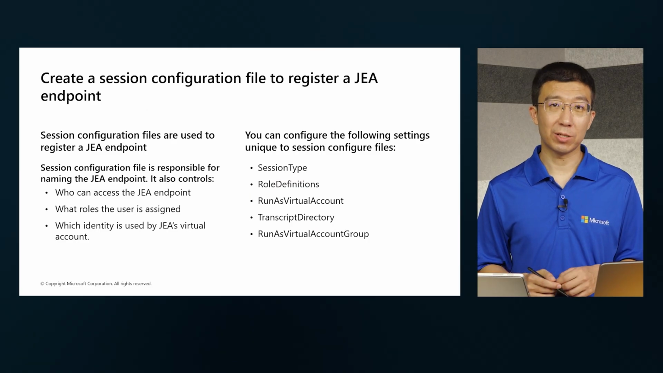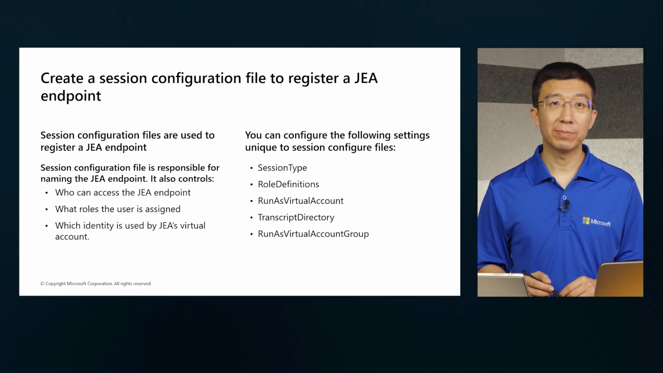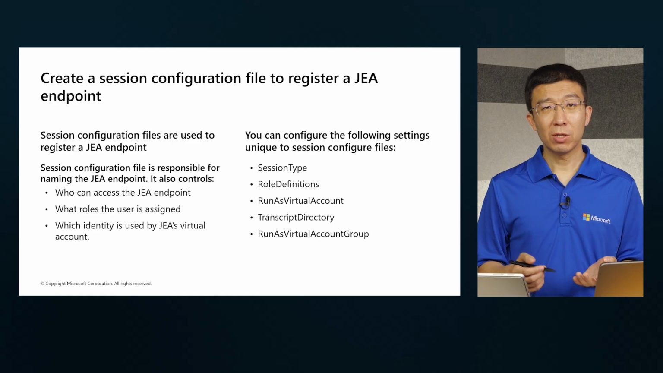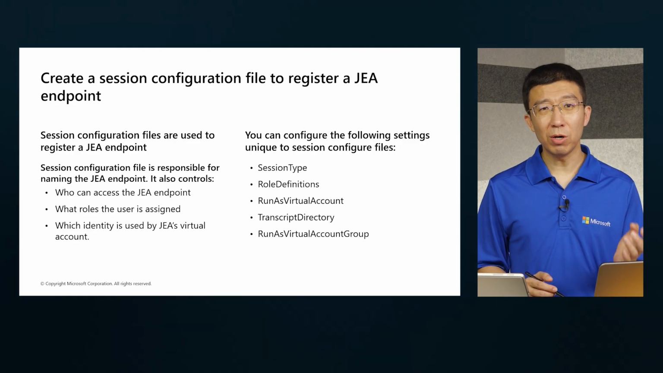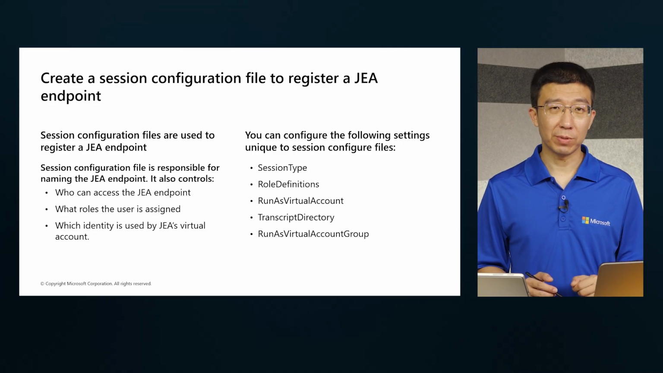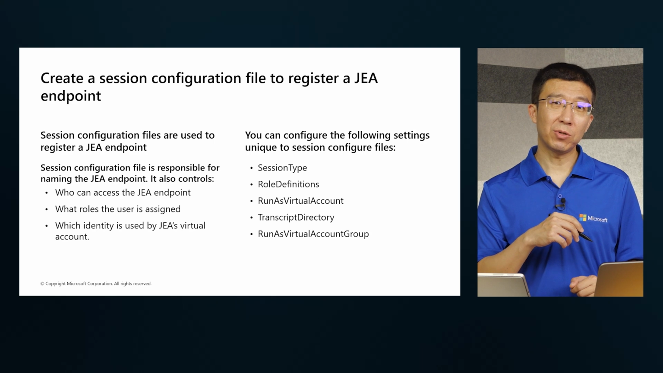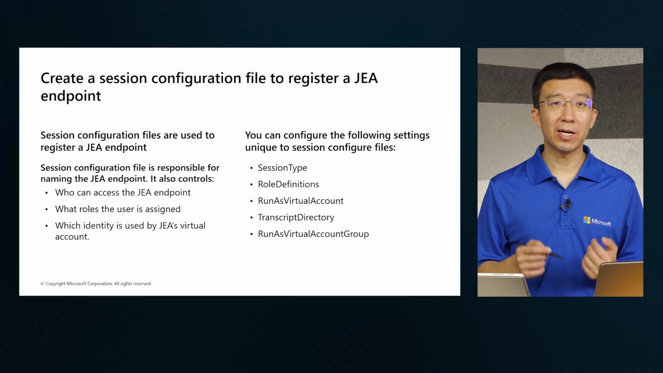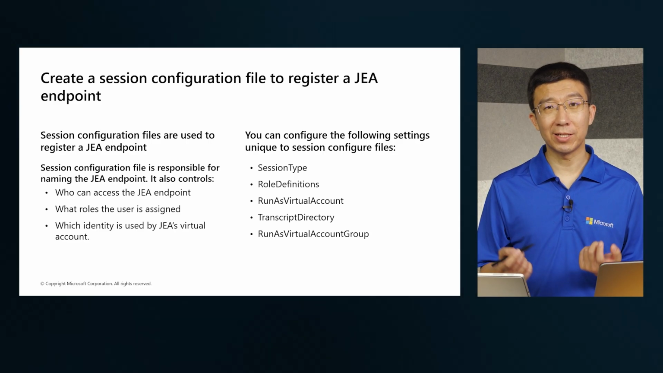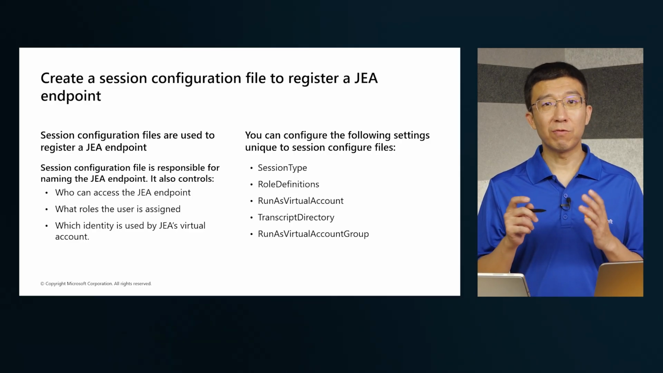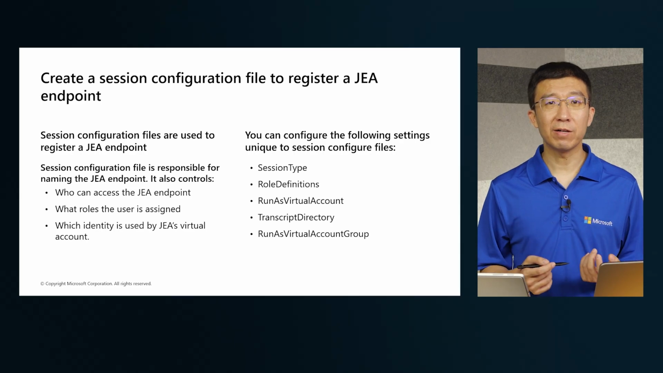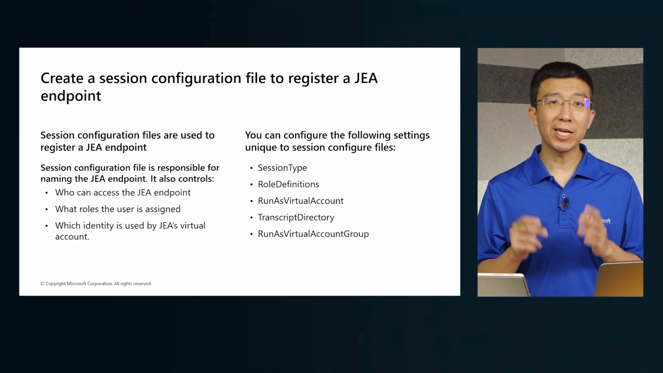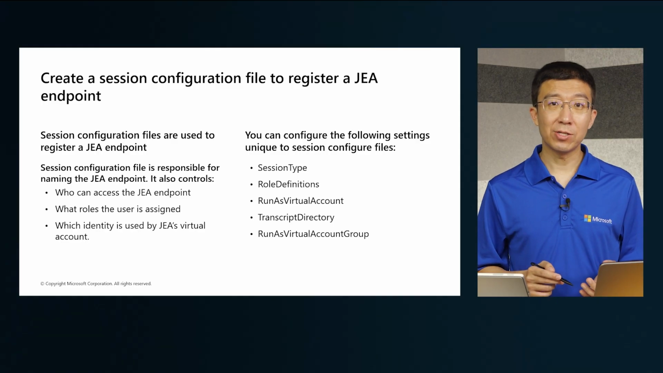To make JEA work, you need a session configuration file. This file registers the JEA endpoint and controls who can access the endpoint, what roles are assigned to each user or group, and whether a virtual account is used for running commands. You can also set options like session type, transcript directory for auditing, and which identity is used for virtual accounts. By carefully configuring these settings, you ensure that only authorized users can access the JEA endpoint and that their actions are properly tracked.